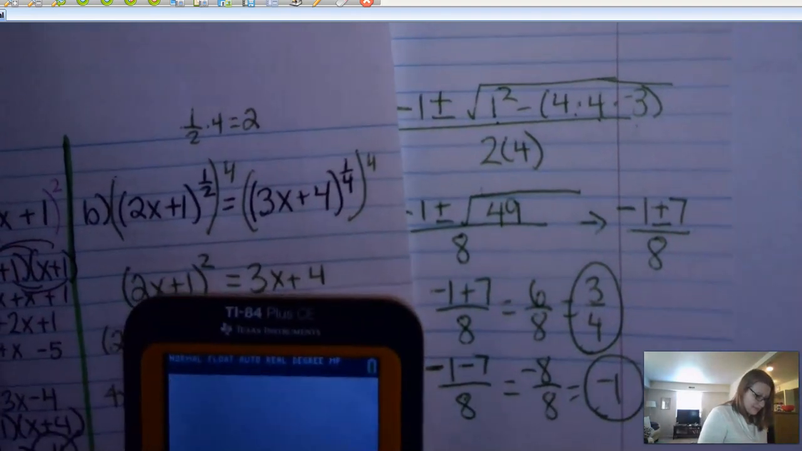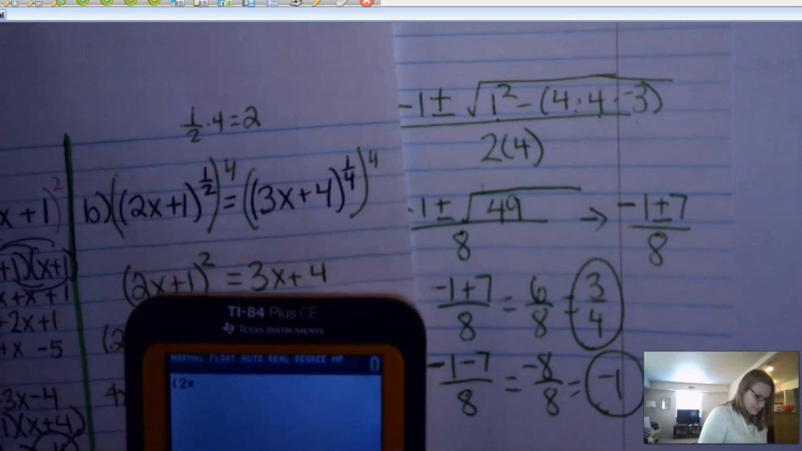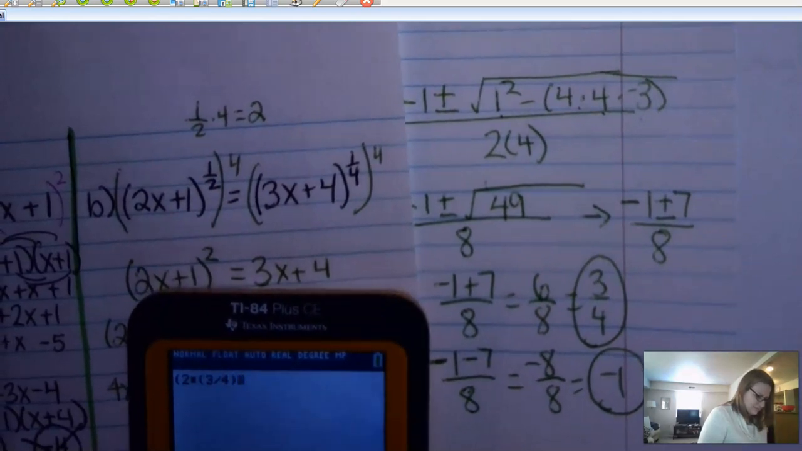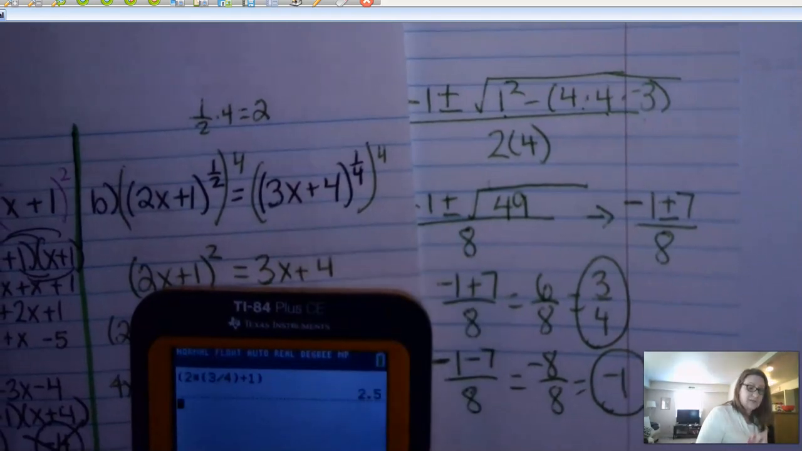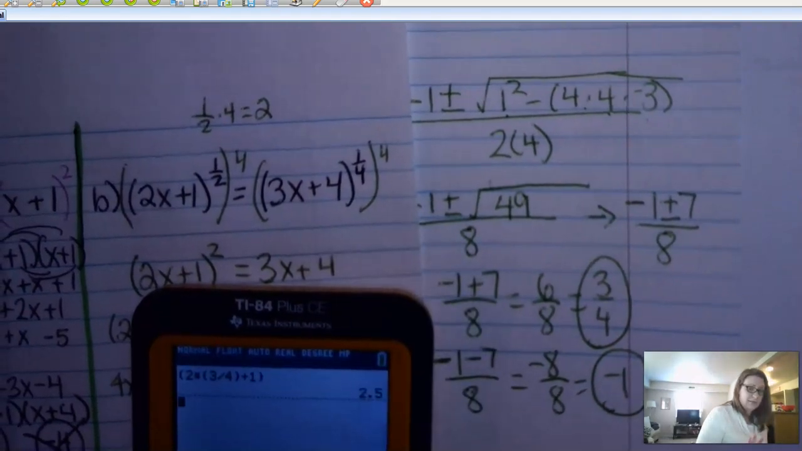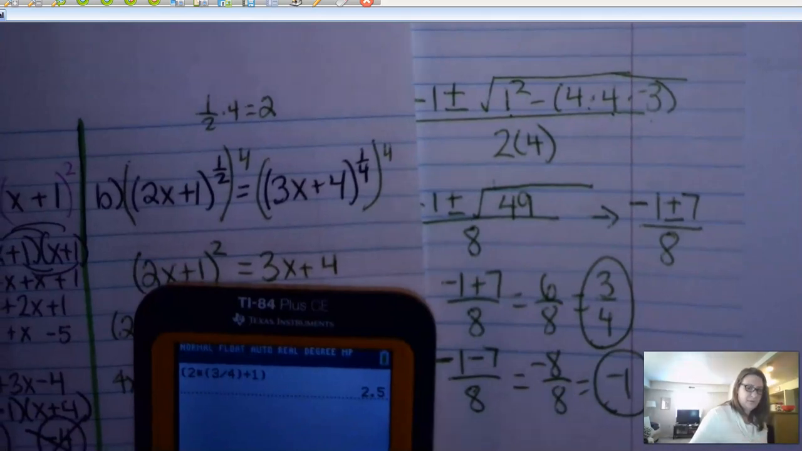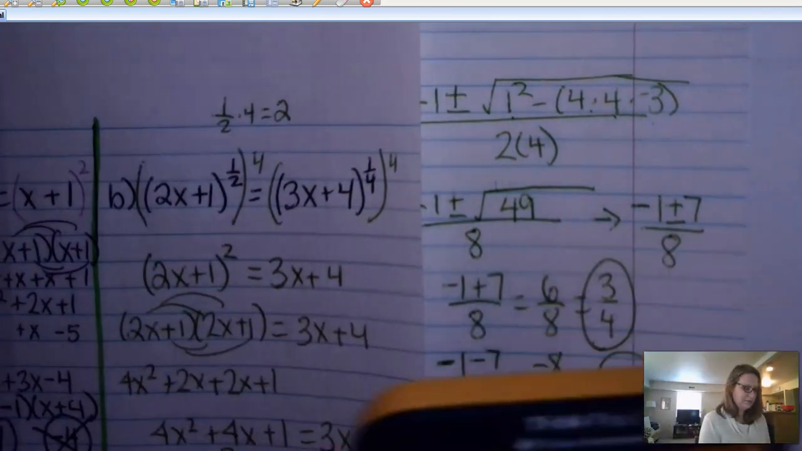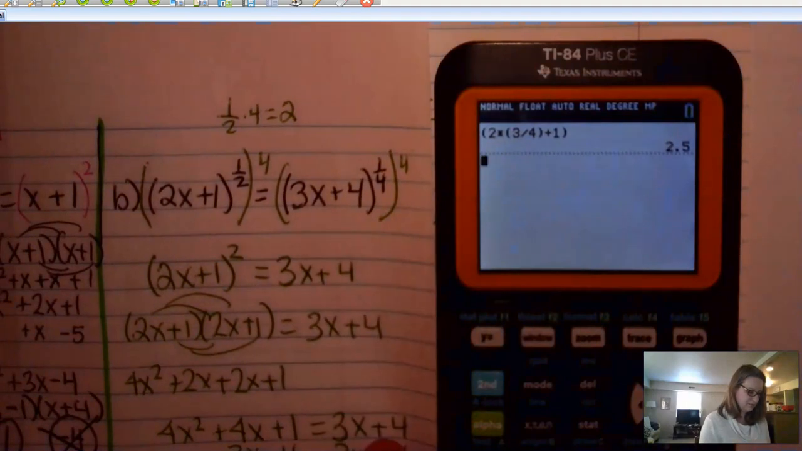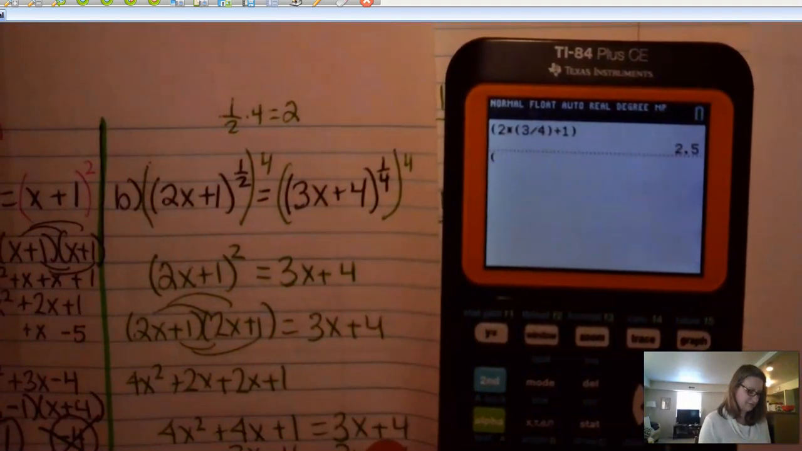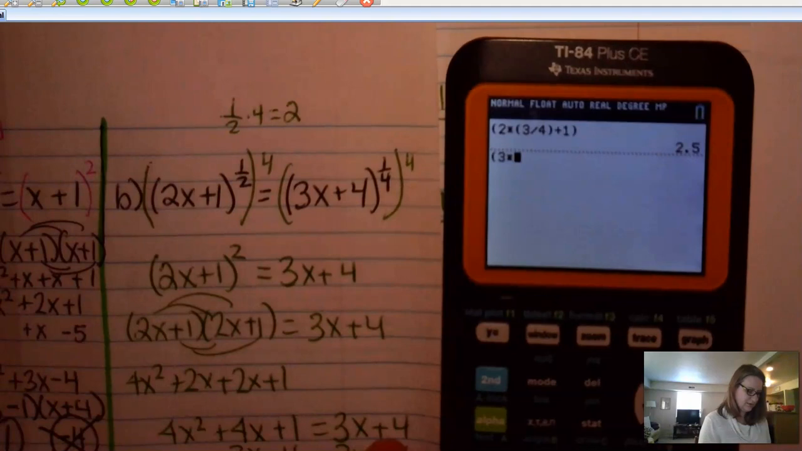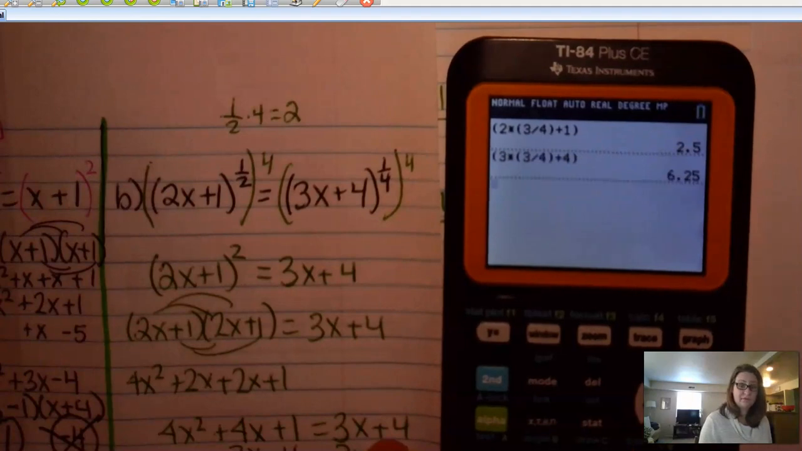So if I plug in 2 times 3/4 plus 1, that's what I would have to the 1/2 power. As long as that's positive, you should be okay. I'm getting 2/5 there. And then I'm also going to check real quick to make sure I don't take the 4th root of a negative number. So 3 times that 3/4 plus 4. And I know the numbers are different, but as long as they're both positive, you're golden.